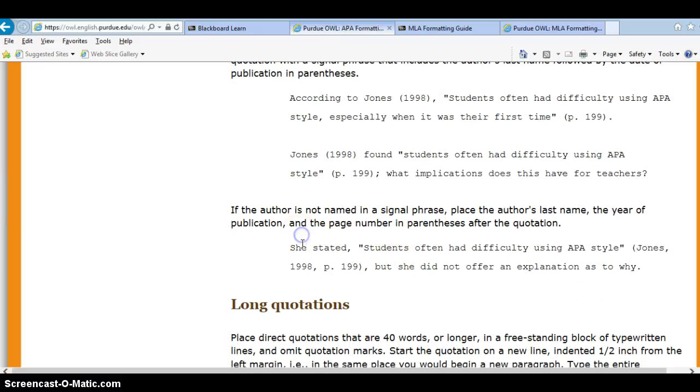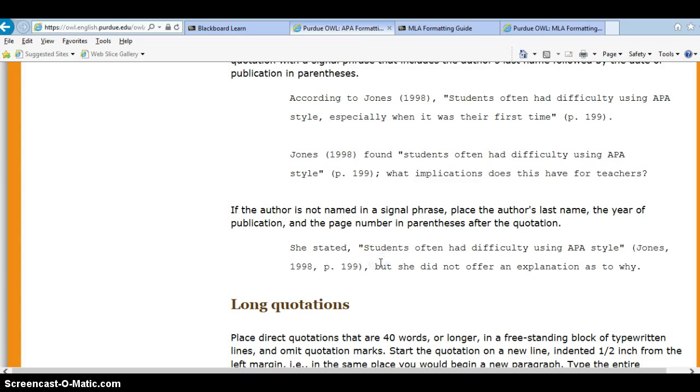Now, for the other example, if for some reason you didn't name the author in the sentence, you would have to have this whole thing. So, she stated, "students often had difficulty using APA style" (Jones, 19, page number), and then comma, and then the rest of the sentence. And so if you don't name the author in your sentence, the three components will always be Jones, comma, the date, comma, the page number.